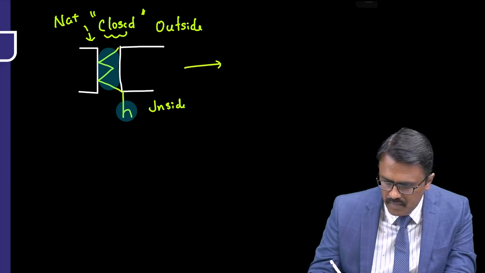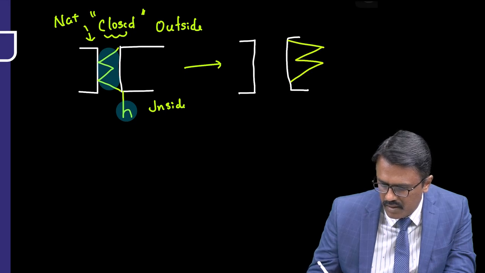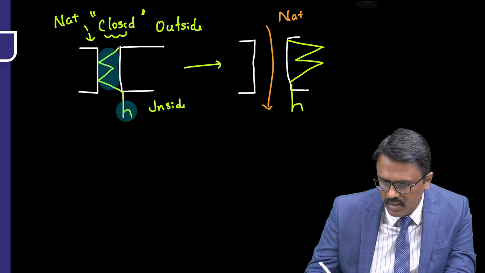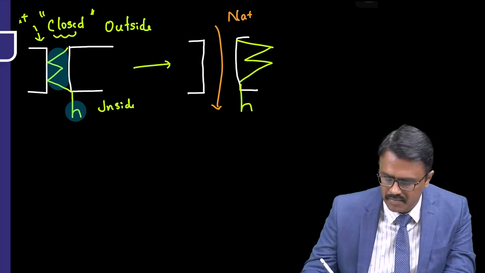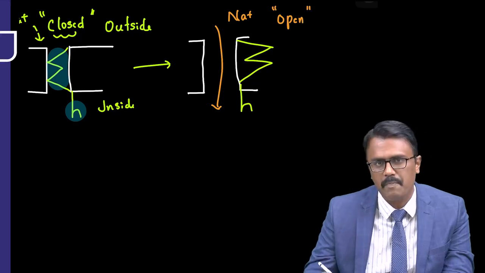Now after some time, what happens? This gate will open. This is the gate. The M gate will open. The H gate is also open. Then the sodium can enter inside. So that is called the open state. This is the open state of sodium channel.